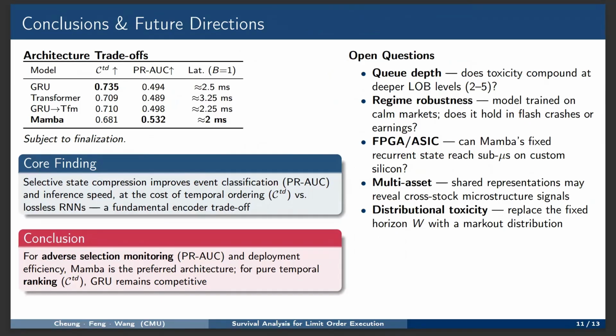We present the first joint dynamic competing risk model for limit order books and the first application of Mamba SSMs to both LOB modeling and competing risk survival analysis. For adverse selection monitoring, Mamba is the preferred architecture: highest PR-AUC, best calibrated probabilities, and lowest latency. For pure temporal ranking, GRU remains competitive.